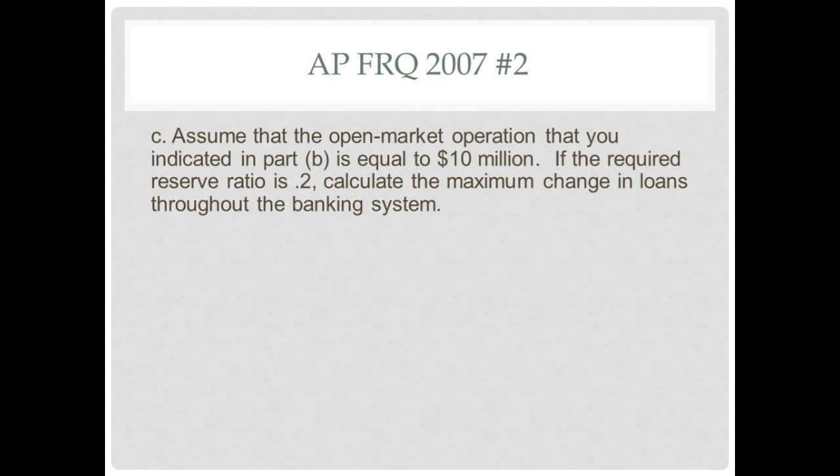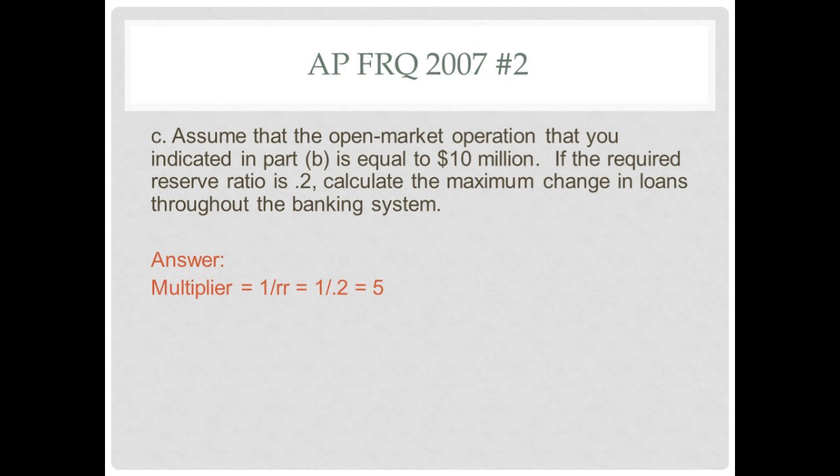Part C says, assume that the open market operation that you had indicated in Part B is equal to $10 million. So we're going to buy $10 million worth of bonds. If the required reserve ratio is 0.2 or 20%, calculate the maximum change in loans throughout the banking system. Okay, again, this is a little bit of review, but this is using the money multiplier. So the money multiplier, remember, is equal to 1 divided by the reserve requirement, or 1 divided by 0.2, which is equal to 5.